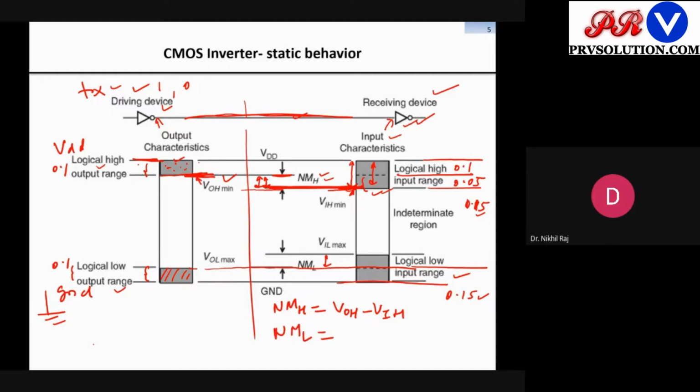What will happen for noise margin low? This is VIL and this is VOL. Noise margin low will be: VIL will be at higher potential and VOL is lower. So VIL minus VOL. So this is the noise margin calculation technique.